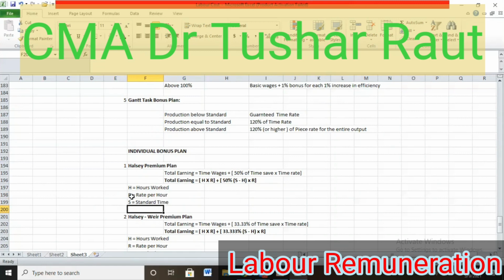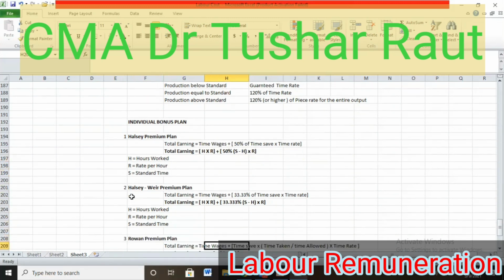Halsey Weir premium plan is quite different, with the same formula but with a change of percentage. This is 33.33% of time saved into time rate. And here the Halsey premium plan is at 50% of time saved. The formula is again the same.